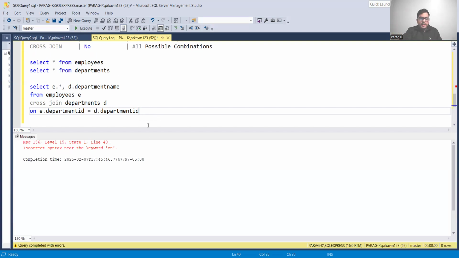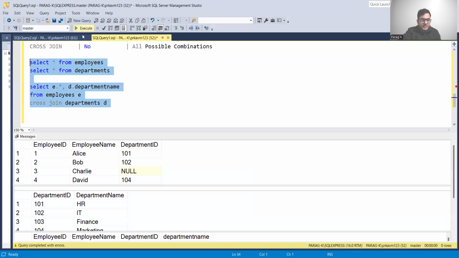So in combinations, cross join doesn't need an ON clause. It's basically saying I'm going to join everything, and I don't need the help of any singular column. It's going to literally join everything that's possible. So I'm going to do it and show you how it looks.